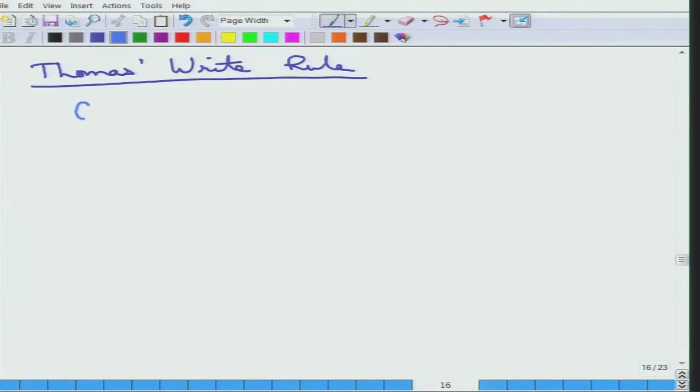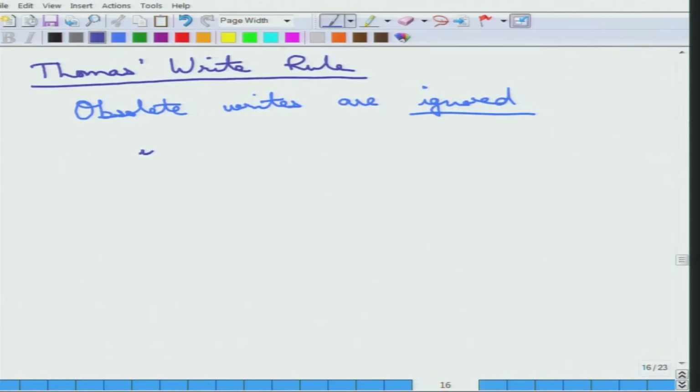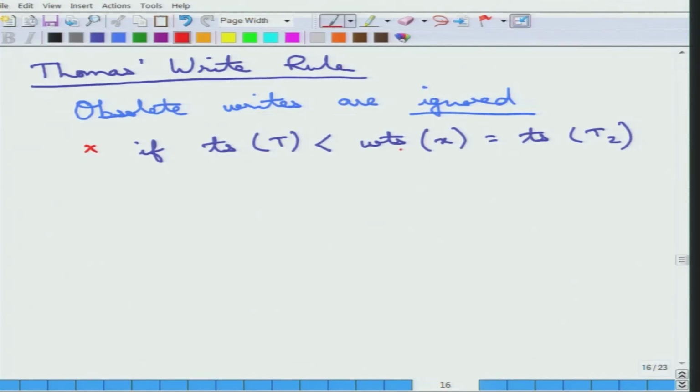Obsolete writes. It's not essentially blind writes, but obsolete writes. Obsolete writes are ignored. If there is an obsolete write, it is simply ignored. What does ignoring an obsolete write mean? You remember what happens in the write case: if the transaction that wants to write has a timestamp lesser than the read timestamp of this item, suppose this transaction is T2, then in the basic timestamp ordering protocol this was rejected because the writes have not come in order.